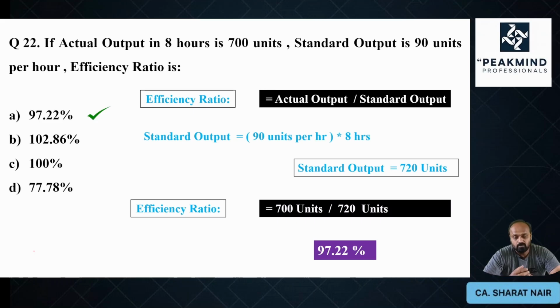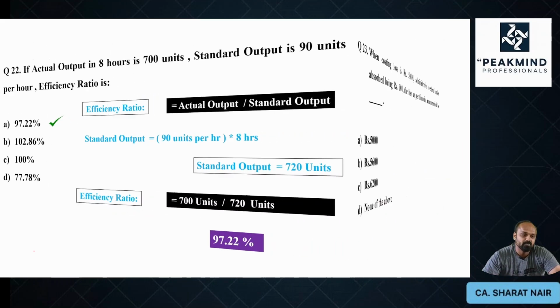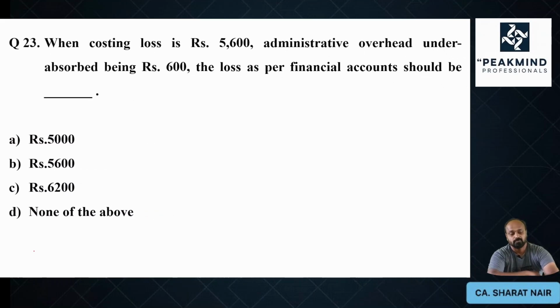Now further to understand whether 97.22 is good or bad, please understand. The worker was supposed to manufacture 720, but he manufactured only 700. So that is why we are doing actual output divided by standard output. If we do the opposite, standard output divided by actual output, it shows the efficiency is more than 100. So that is not right. Hence the formula is actual output divided by standard output. Hope it is clear.